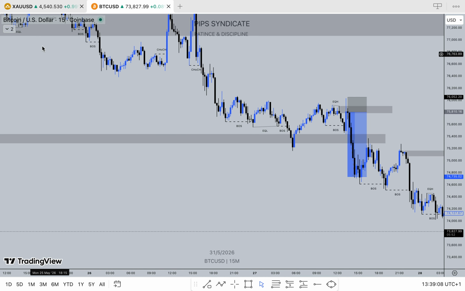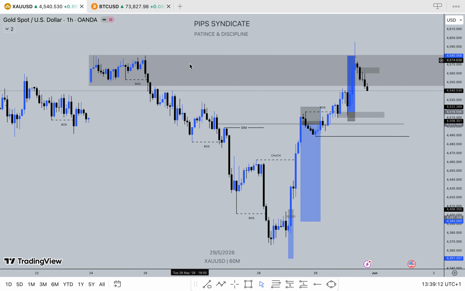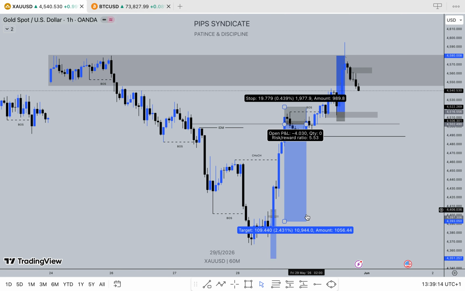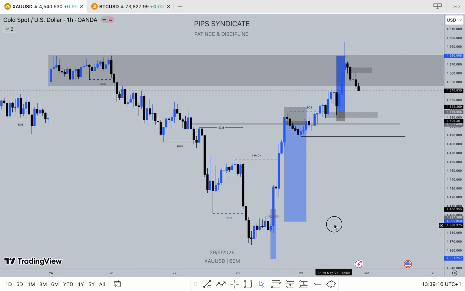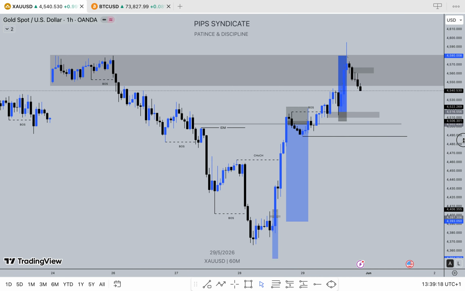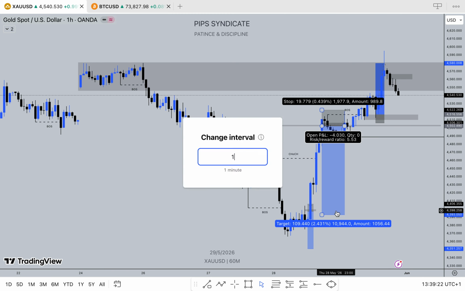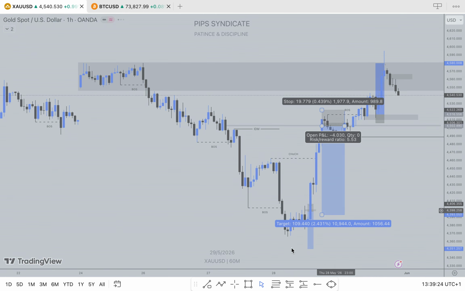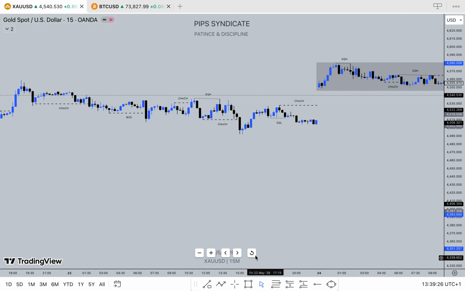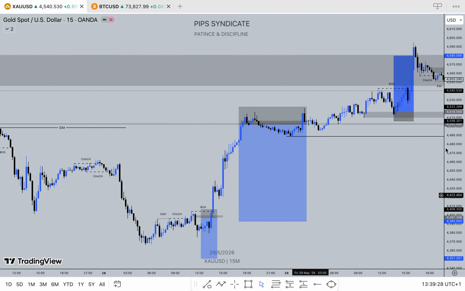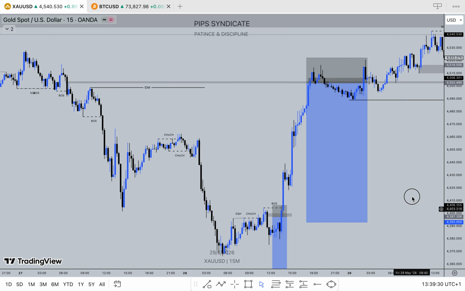And also on gold, I took some trades as well, 3 trades actually. So this is my first trade. I'm going to walk you guys through it, and I'm going to explain some things that I've noticed.